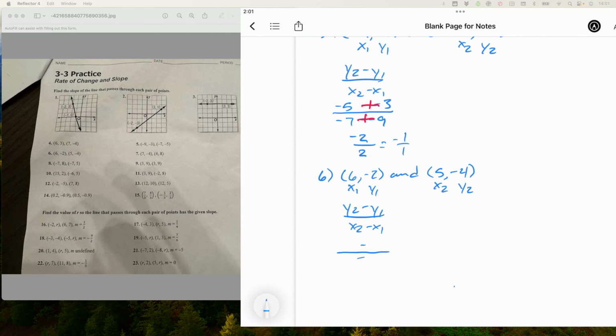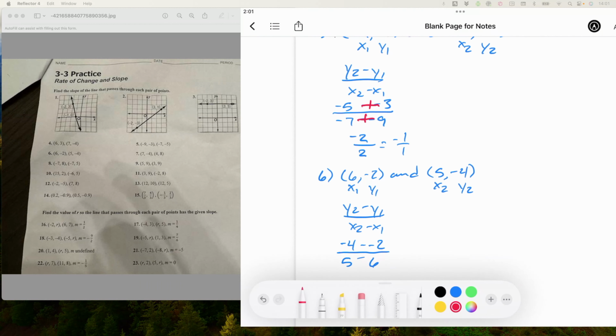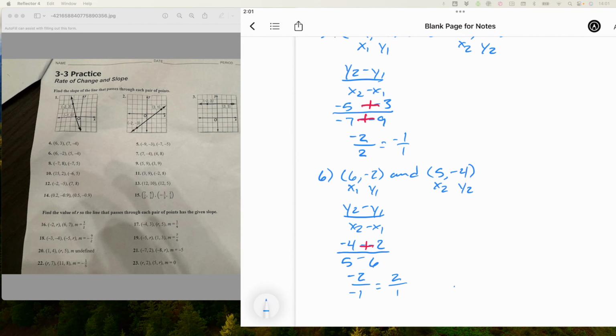Put the negatives in first. Negative 4 minus negative 2 over 5 minus 6. Those double negatives turn into a plus. Negative 2 over negative 1, which is equivalent to positive 2 over 1. Again, I will leave that as a fraction, not as a decimal.